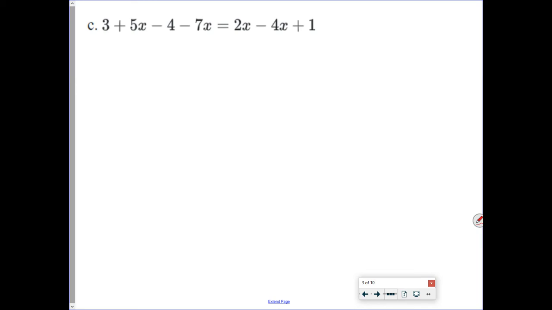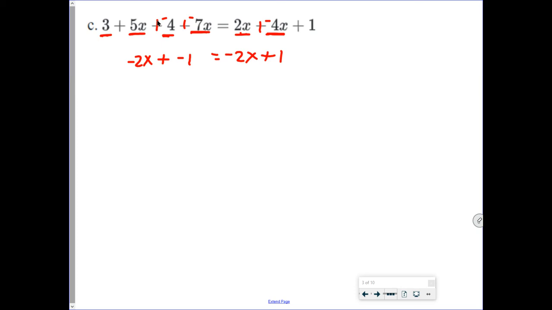Okay, here we go. Combine like terms. Oh, I've got my plus negative. I like doing that. It's like flipping them, okay? I like changing everything to plus so it makes it a little easier. 5x and -7x would be -2x. 3 and -4 is -1 equals. 2x and -4x would be -2x plus 1. Okay?